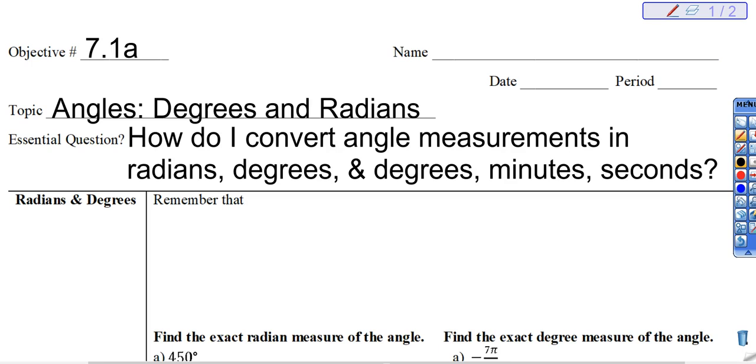All right, so today's lesson is the first lesson of our trig unit on angles. This is 7.1a, and our topic today is angles, how we measure them in degrees or radians. Your essential question today, when you walk out, you should be able to answer this question: how do I convert angle measurements in radians, degrees, and in degrees, minutes, seconds, which is a more finite and precise way to measure degrees, minutes, and seconds?